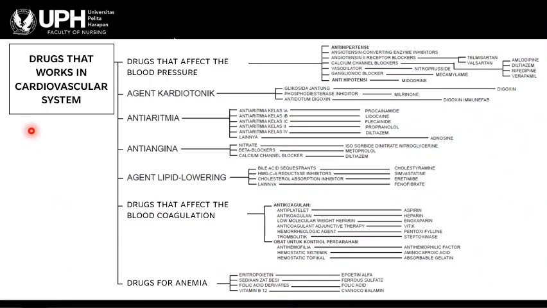Next, we have the drugs that work in the cardiovascular system. So we have the drugs that affect blood pressure. We have cardiotonic agents, anti-arrhythmia, anti-angina, lipid-lowering agents, and then the drugs that affect blood coagulation, as well as the drugs for anemia. So you will see erythropoietin here, vitamin B12, and folic acid derivatives, as well as aspirin, simvastatin, lidocaine, digoxin, and amlodipine. That will be the drugs working in your cardiovascular system.